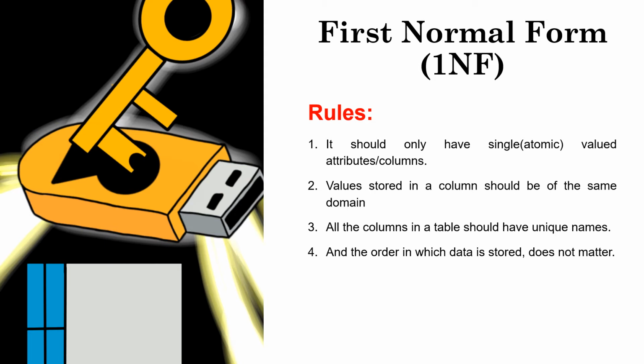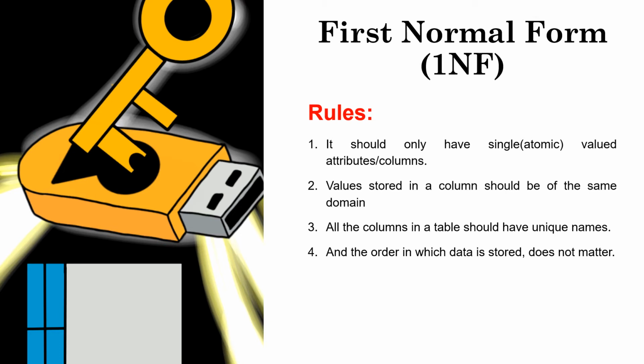The third rule is to have a unique name for attributes or columns, meaning that all columns in the table should have unique names. This is to avoid confusion at the time of retrieving data or performing any other operations on the stored data. If one or more columns have the same name, then the database management system will be left confused.